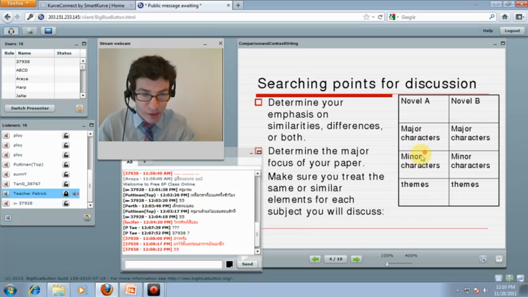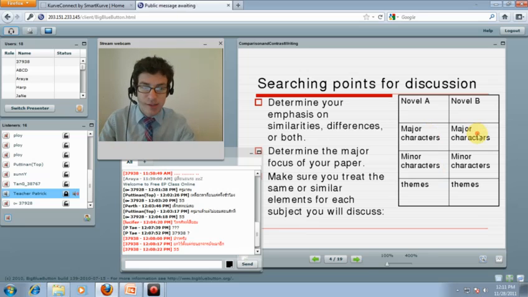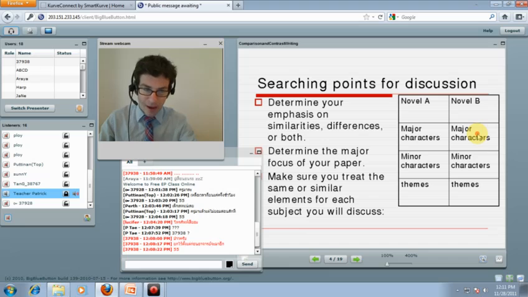These are the focus points of our essay. You need to make sure that if you talk about major characters on one side, you also talk about major characters on the other side. Stay focused. Pick what you want to talk about and stay on that subject. The more focused your paper, the more faithful you are to what you want to talk about, it's going to be way better. Stay focused, stay on subject.